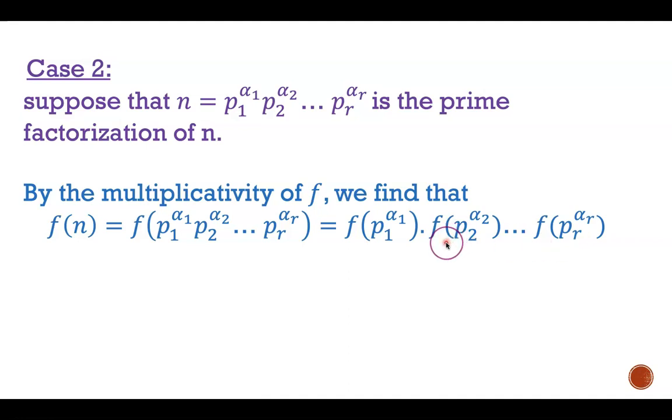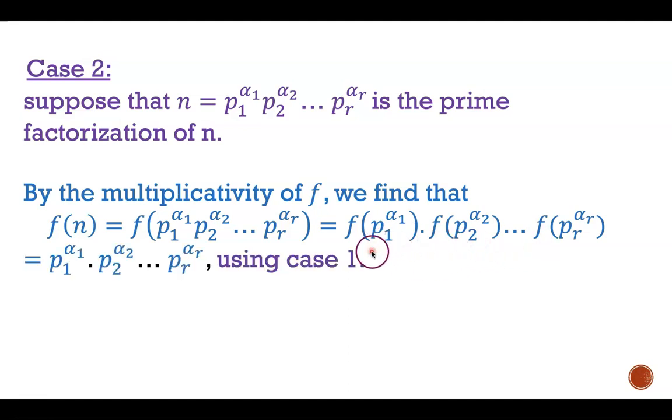That is why we were able to apply the multiplicative nature of f here, and using case 1, we can see that f of p1 raised to alpha 1 is p1 raised to alpha 1 itself. Similarly, f of p2 raised to alpha 2 is p2 raised to alpha 2, and so on. F of pr raised to alpha r will be equal to pr raised to alpha r itself. So we get f of n is equal to p1 raised to alpha 1 into p2 raised to alpha 2 into etc., pr raised to alpha r. This is nothing but our n itself. So we have shown that f of n is equal to n.